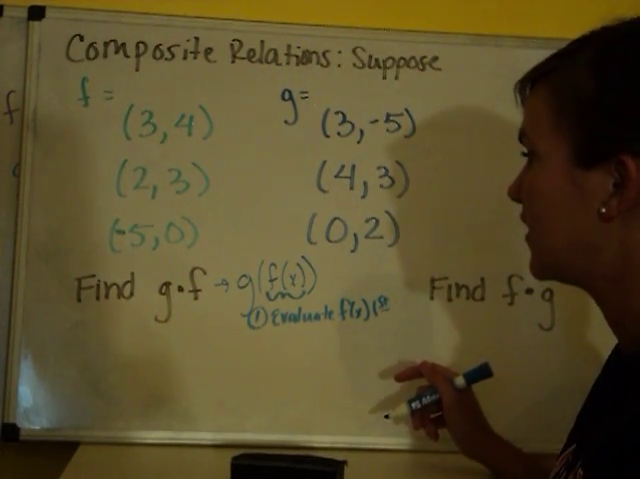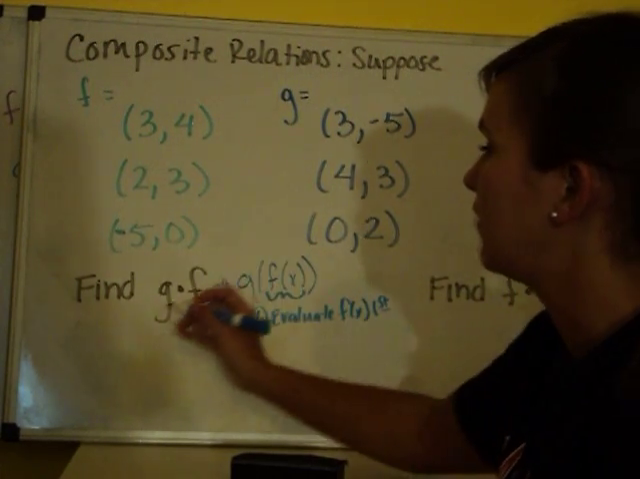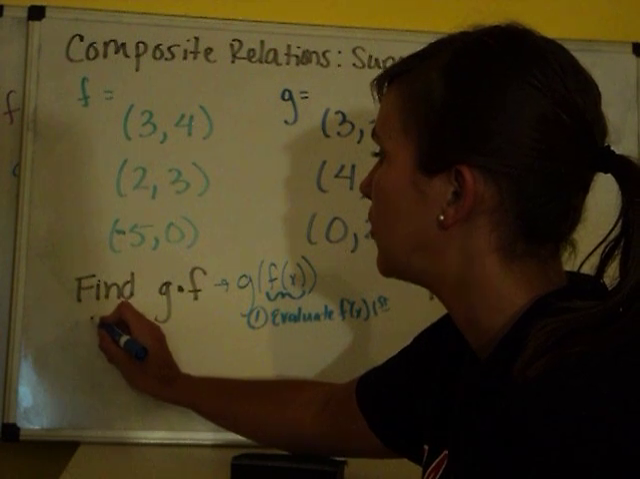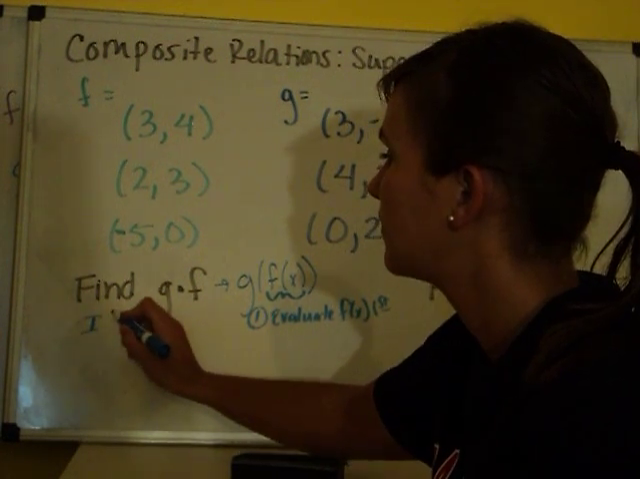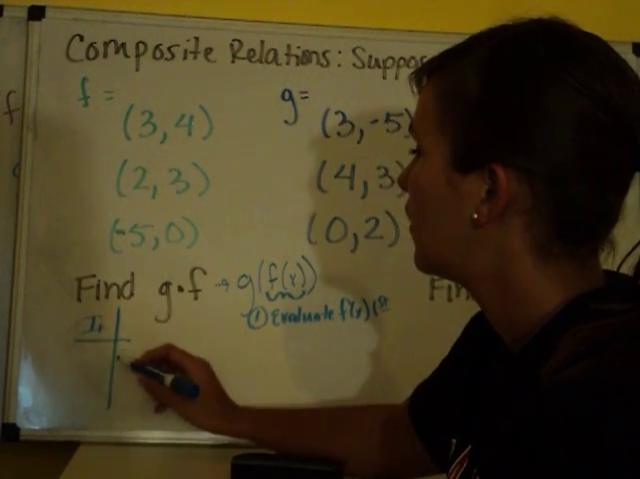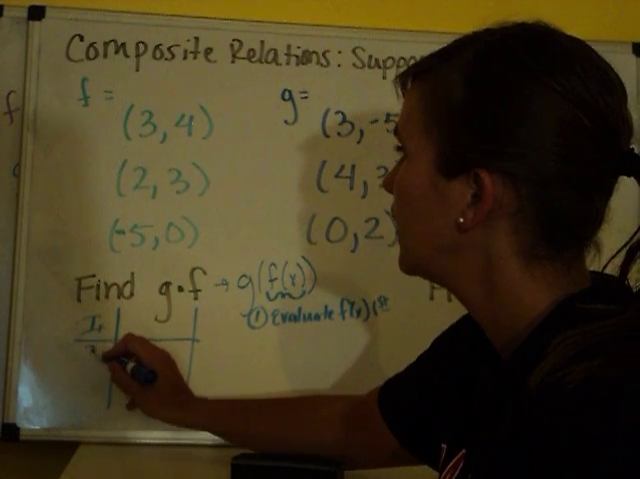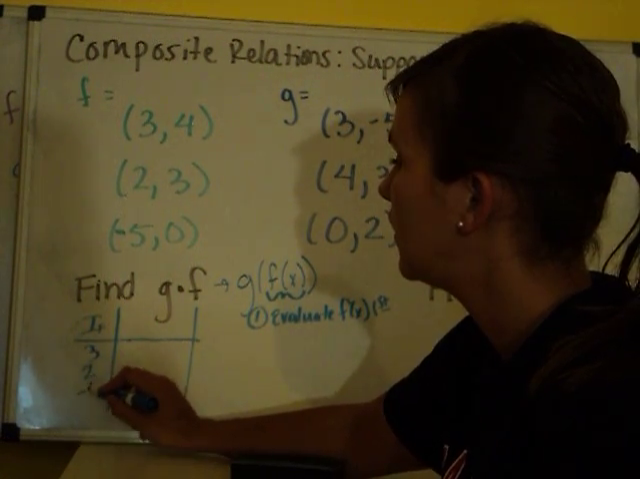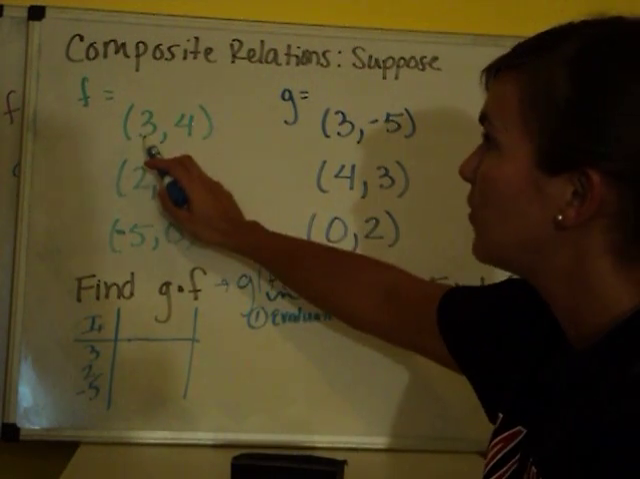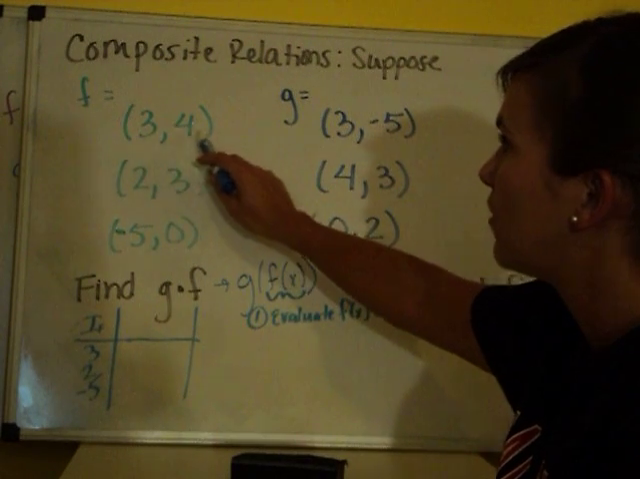So if we do that, our inputs are going to be 3, 2, and -5. If we're evaluating f, we're going to have our first inputs. We'll call those the inputs of f: 3, 2, -5. Those are all of my inputs. This is my input, this is my output. So the output I get when I put in 3 is 4.